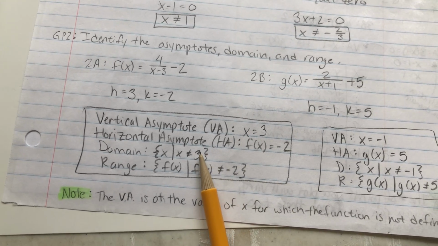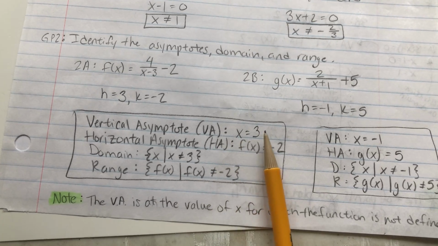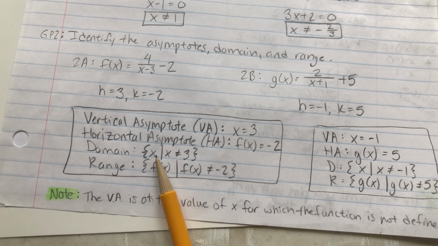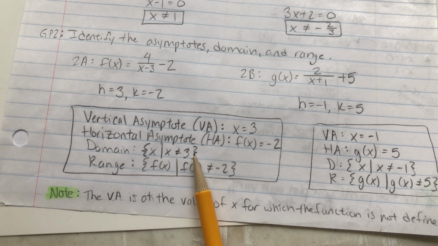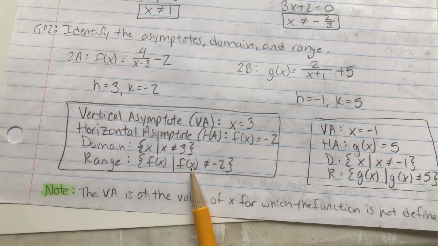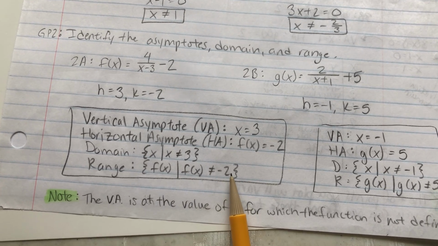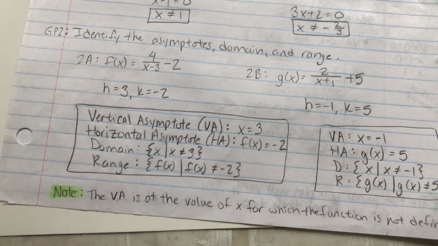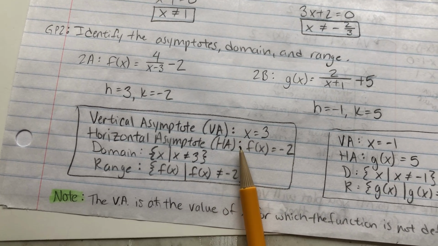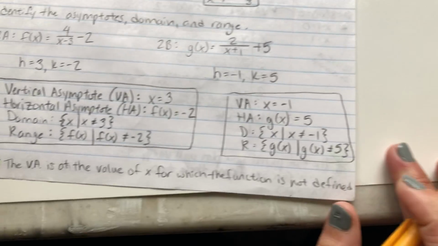You'll notice your domain is related to your vertical asymptote. If we can't have a value at 3, everything else is acceptable. The domain is all values of x such that x is not equal to 3. Your range is all values of f of x, or you can use y here, all values of y such that y is not equal to negative 2. In our next video, we're going to learn how to actually graph these. We're going to sketch a vertical and horizontal asymptote at these values, and it might help you see domain and range a little bit easier.